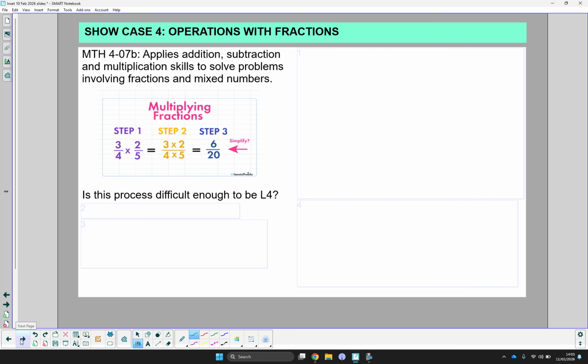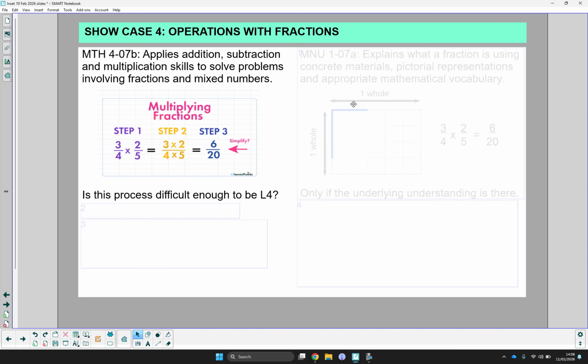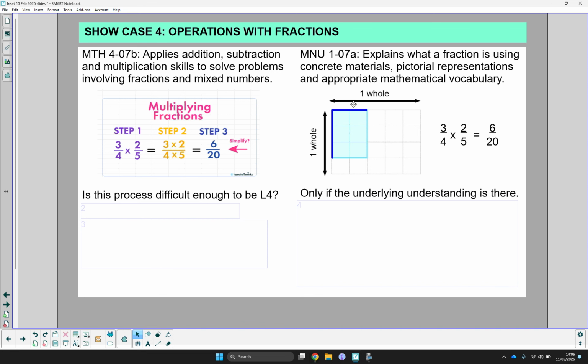And I've got a level 4 question here, which I think illustrates it nicely. So in 4th level, pupils need to do operations with fractions and mixed numbers. And the process for multiplying fractions is really easy. But is that difficult enough to be level 4, that calculation there? And I would say the calculation isn't the thing that makes it level 4. It's the underlying understanding. That's what makes it level 4. And it's been able to apply that first level, actually knowing what a fraction is.